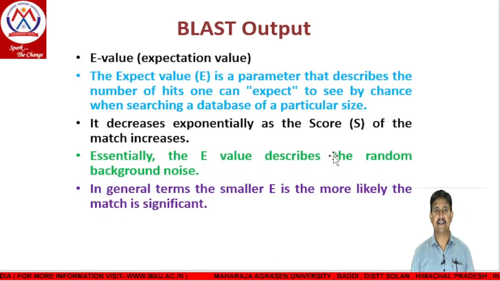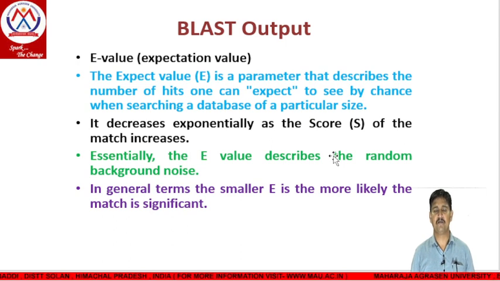The e-value, or expectation value, is a parameter that describes the number of hits one can expect to see by chance when searching a database of a particular size. It means the lower the e-value, the higher the similarity of the alignment. It decreases exponentially as the score of the match increases. Essentially, the E value describes the random background noise during the alignment. In general terms, the smaller the E, the more likely the match is significant.